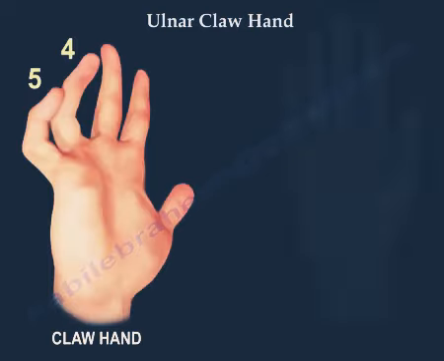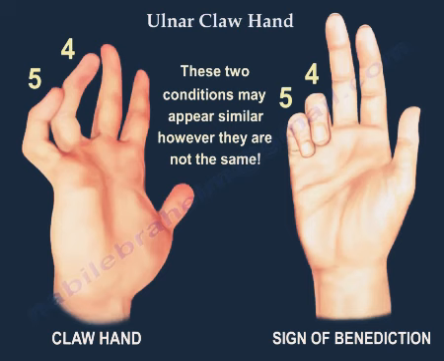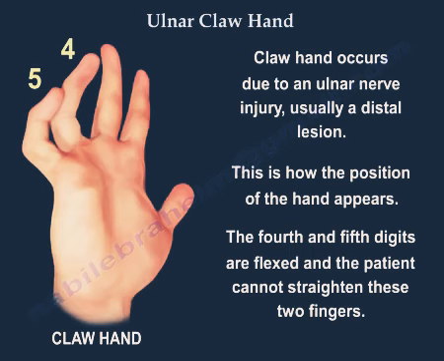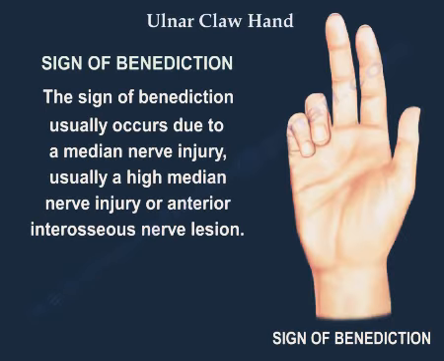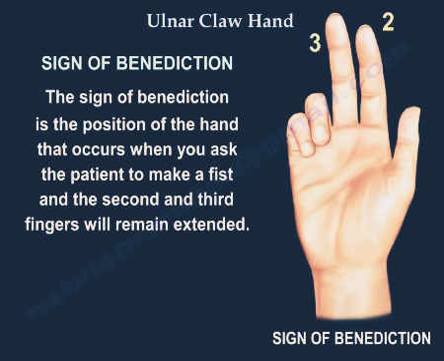Claw hand and sign of benediction may appear similar. However, they are not the same. The claw hand comes from an ulnar nerve injury, usually a distal lesion. The sign of benediction usually comes from a median nerve injury, usually a high median nerve, or from an anterior interosseous nerve lesion. Sign of benediction is the position of the hand when you ask the patient to make a fist, so the fingers 2 and 3 will remain extended.